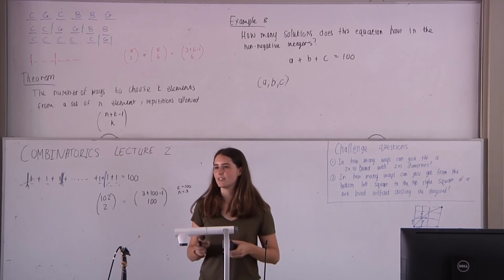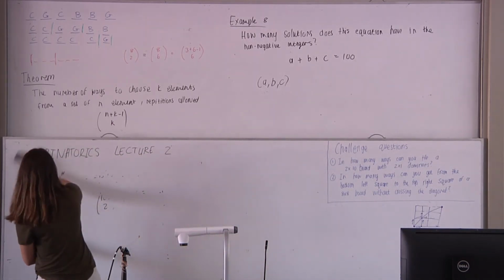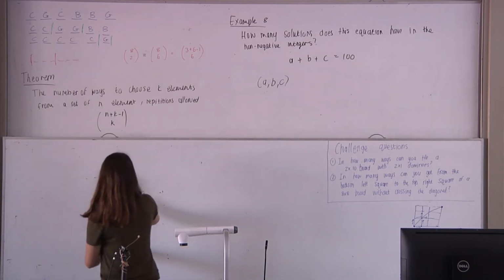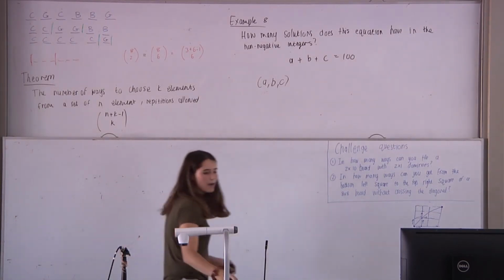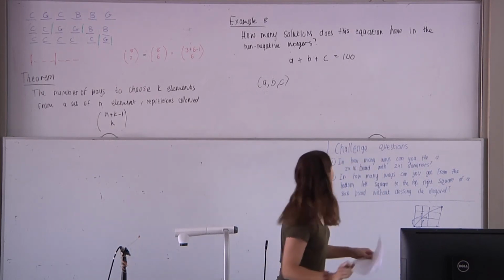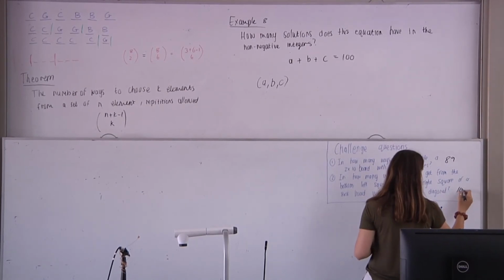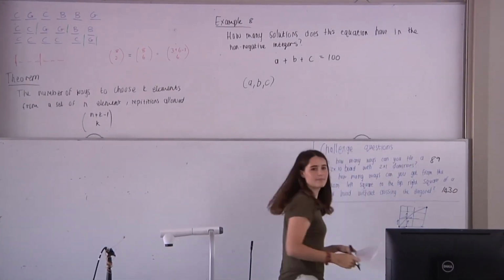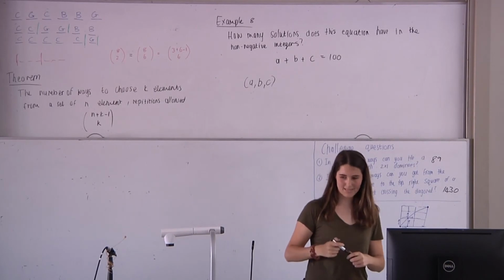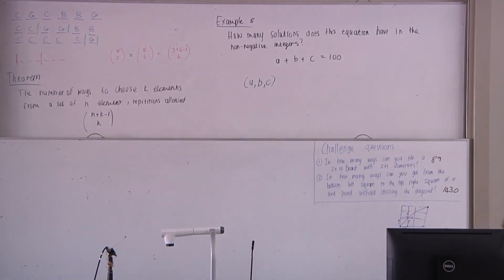Okay, great. Everyone good? Just for those who did attempt the challenging questions, this one is 89, and the other one is 140. Okay, good. The first one was just with an Archie.